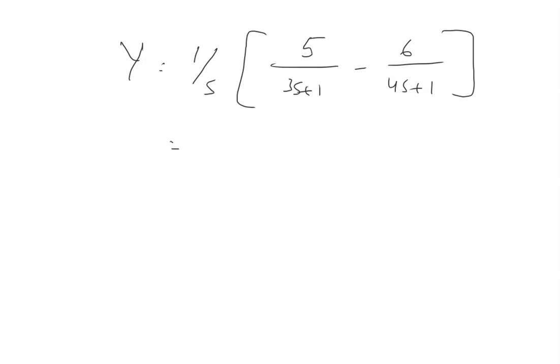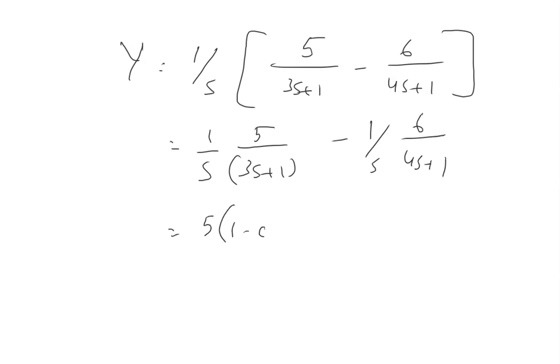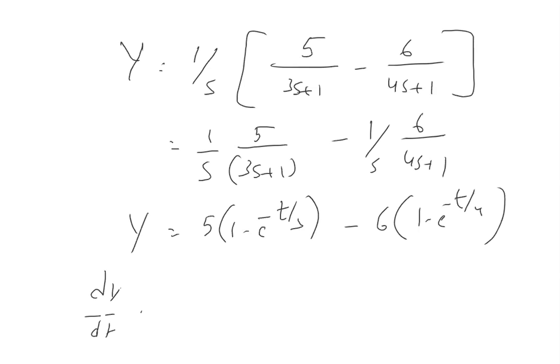Now 1 by s into 5 by 3s plus 1, and 1 by s into 6 by 4s plus 1. Now you know the formula: this is K into 1 minus e power minus t by tau. So y is 5 into 1 minus e power minus t by 3, minus 6 into 1 minus e power minus t by 4. What is dy by dt? 5 into 1 by 3 into e power minus t by 3, minus 6 into 1 by 4 into e power minus t by 4.